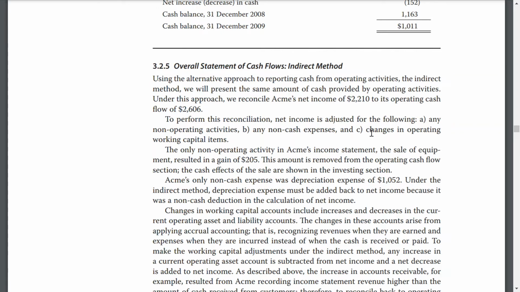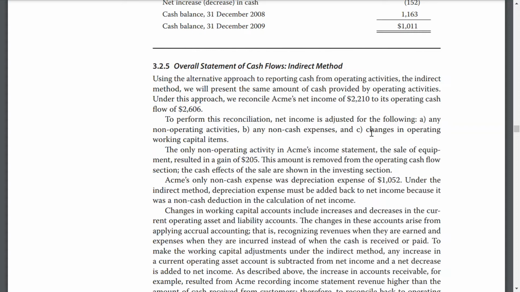Changes in working capital accounts include increases and decreases in current operating asset and liability accounts. The changes in these accounts arise from applying accrual accounting, that is, recognizing revenues when they are earned and expenses when they are incurred instead of when the cash is received or paid.